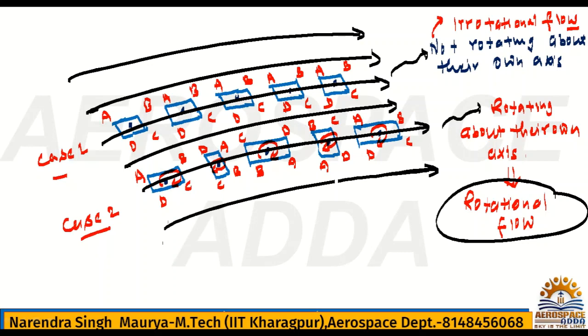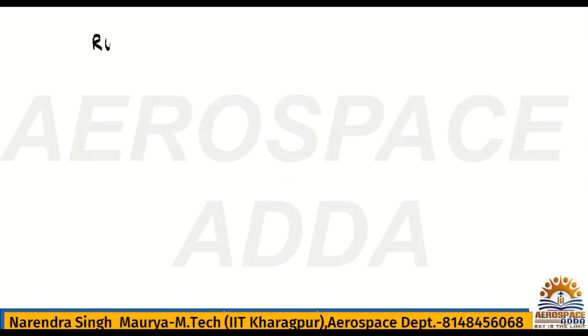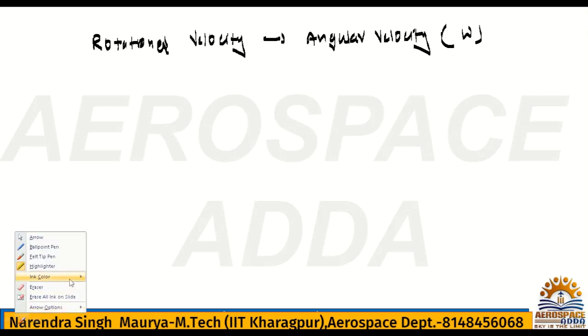So now this rotational velocity will also be called angular velocity, and it is denoted by omega. All right. So now we'll talk about the axis system and then we'll talk about the plane. Okay, two things we have.